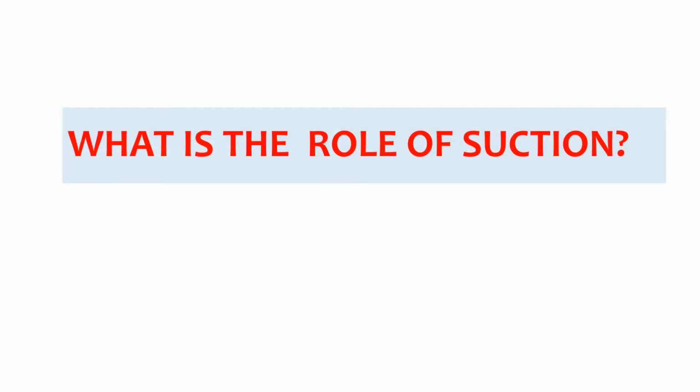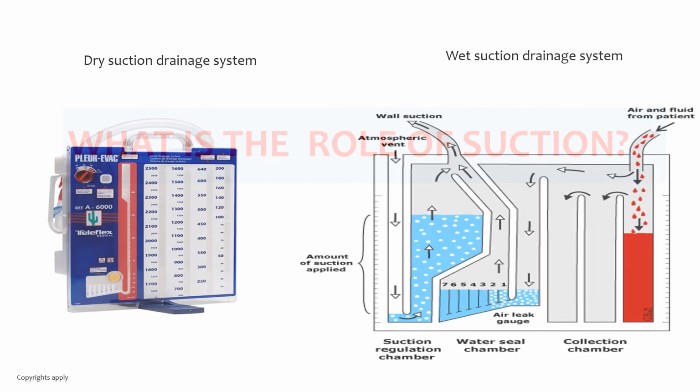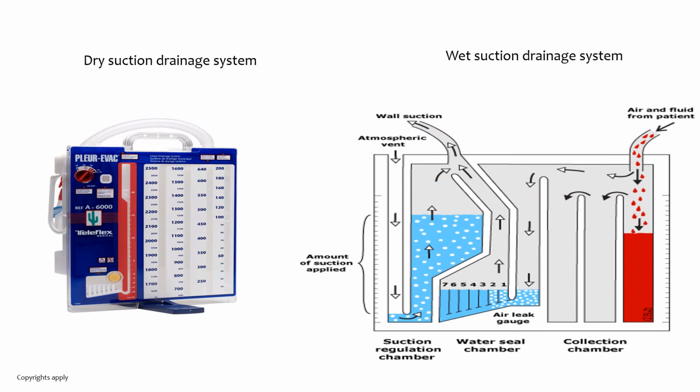Now, what is the role of suction? I've explained to you how the suction system works, and this is to show you another figure, which is actually the more modern method of using suction and draining air and water. On the right is the wet suction drainage, which uses water, and the dry suction drainage system on the left, which does not use water to regulate suction, but you can directly dial in the suction from the dial you can see on the left side of the system.